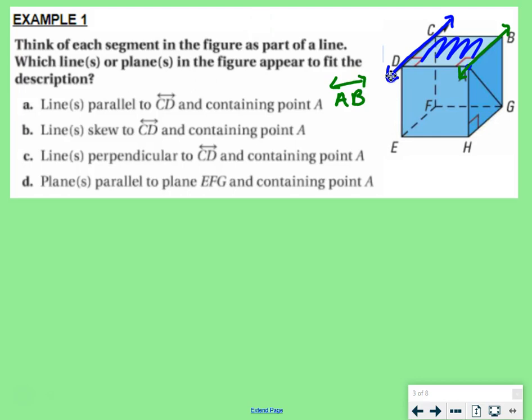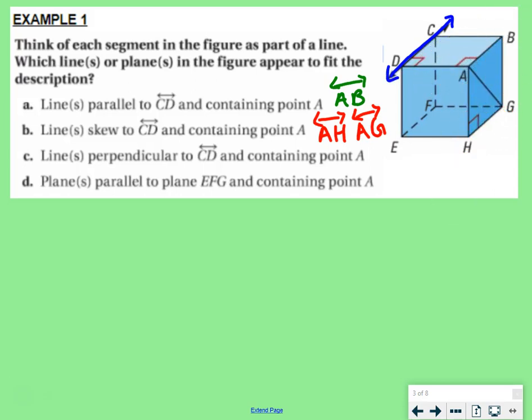Lines skew to CD containing point A, so they don't cross, but they're also not on the same plane. So if we look at lines containing point A, we'd have this line, AH, which would not be on the same plane, and it does not cross CD. Also, this line right here, AG, would also be skew. They don't intersect with CD, and it also does not lie on the same plane.